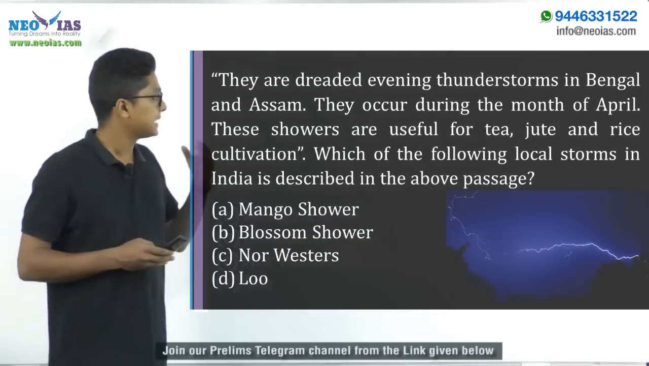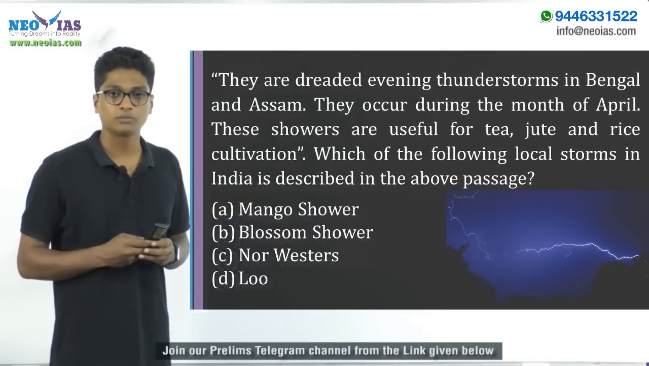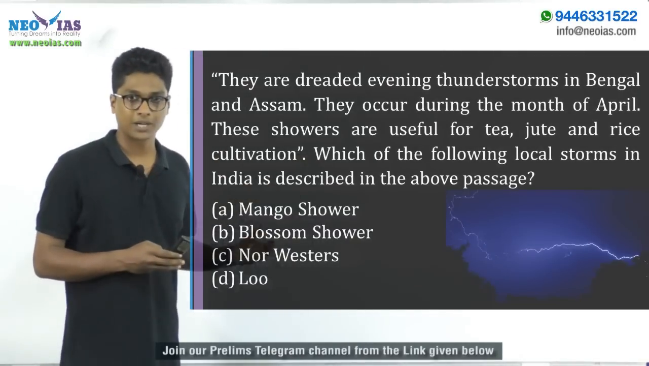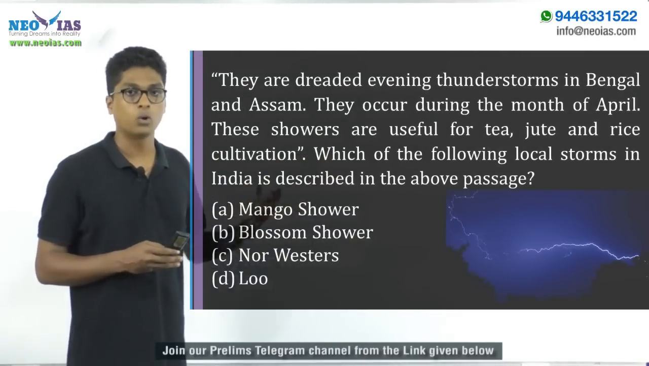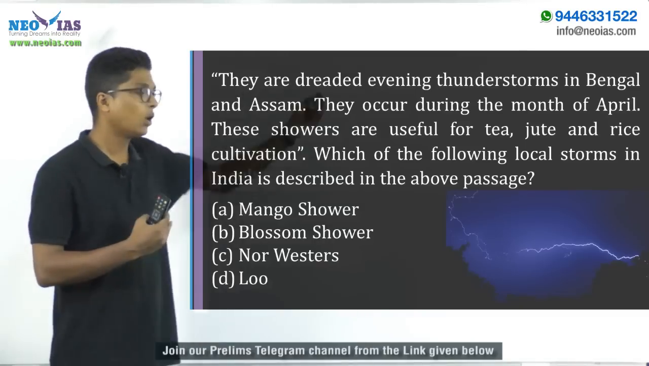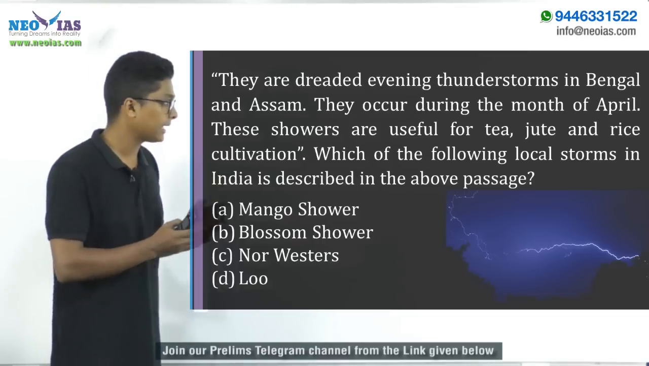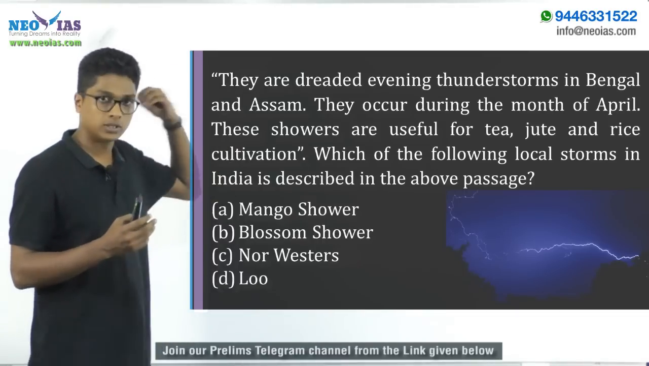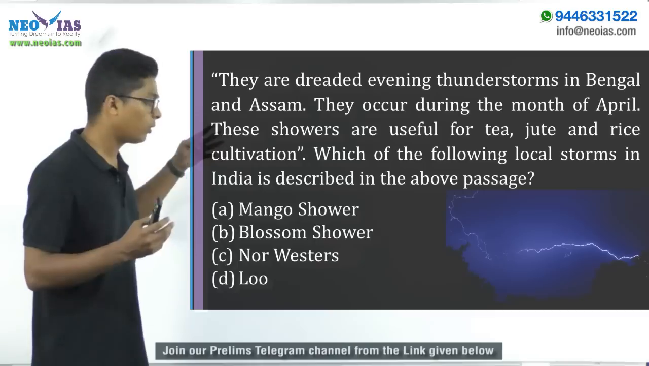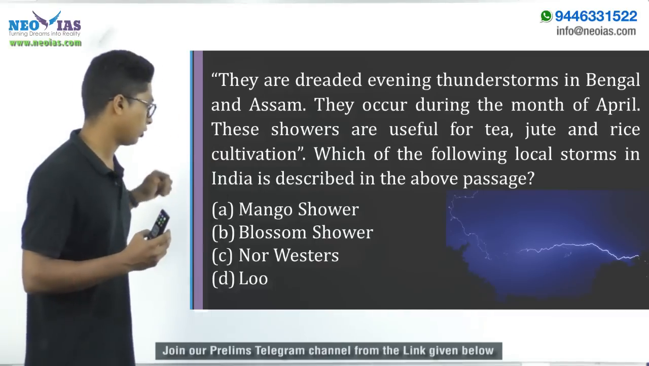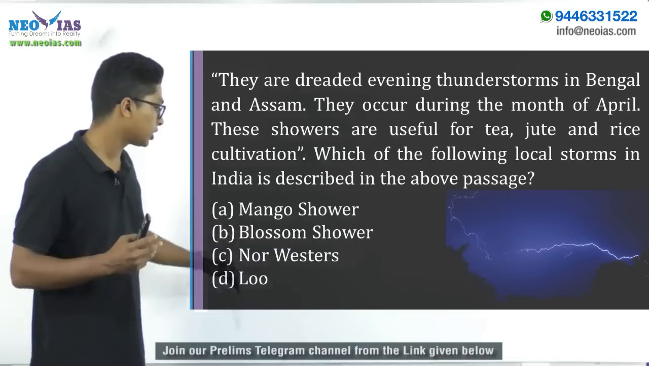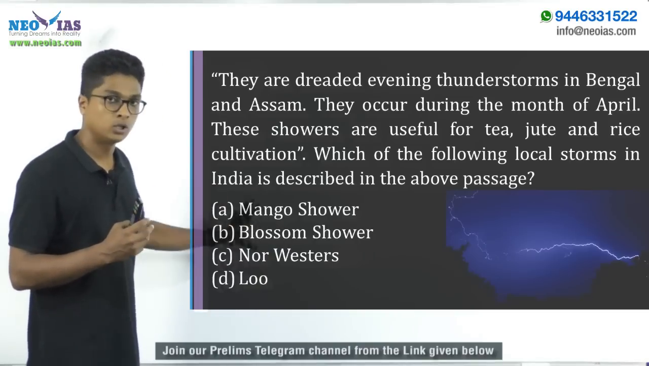Today's model question is regarding the local storms in India. Unlike a tropical cyclone, like Cyclone Okhi, or an extratropical cyclone, the local storms affect a small geographical area, right? And in India's case, based on NCERT, we have four important types of local storms called mango shower, blossom shower, nor'westers and Loo, right?